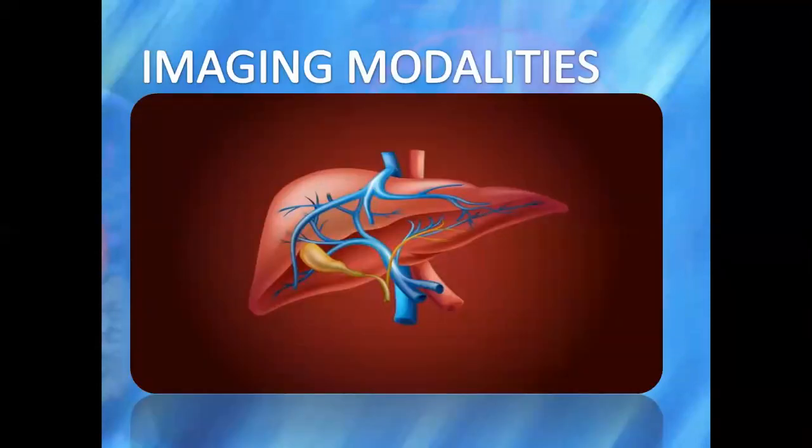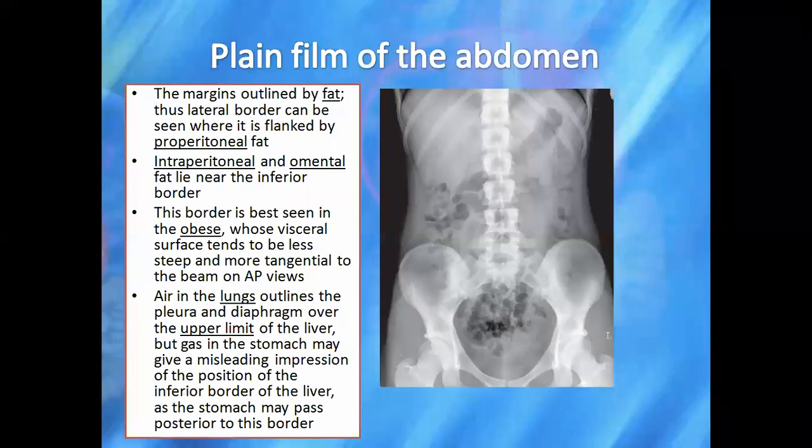Imaging modalities. Plain film of the abdomen. The margin is outlined by fat. Thus, the lateral border can be seen when the flank is lined by the properitoneal fat. The intraperitoneal and omental fat line the inferior border. This border is best seen in obese patients, whose visceral surface tends to be less steep and more tangential to the beam on AP view. The lung outlines the pleura and diaphragm over the upper limits of the liver.